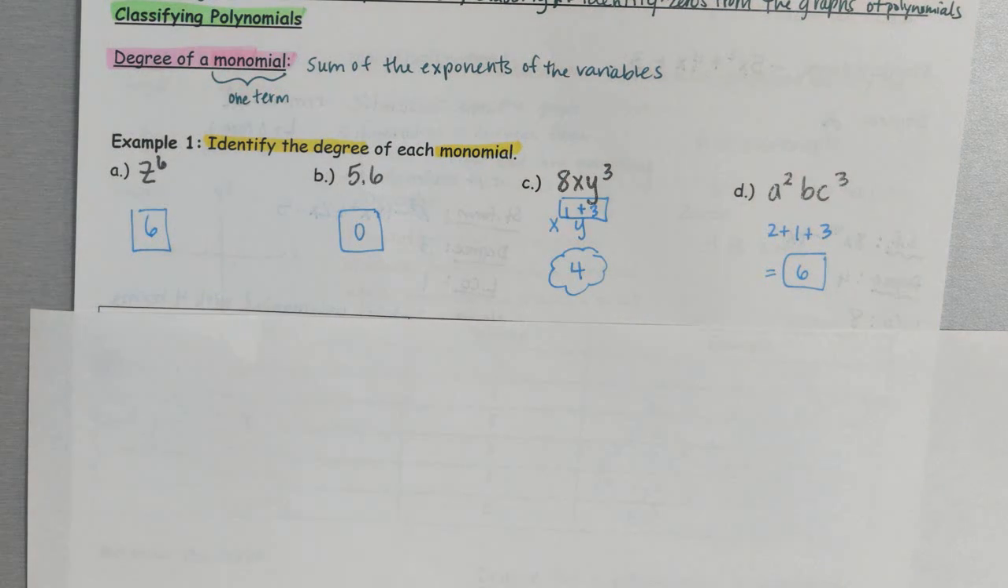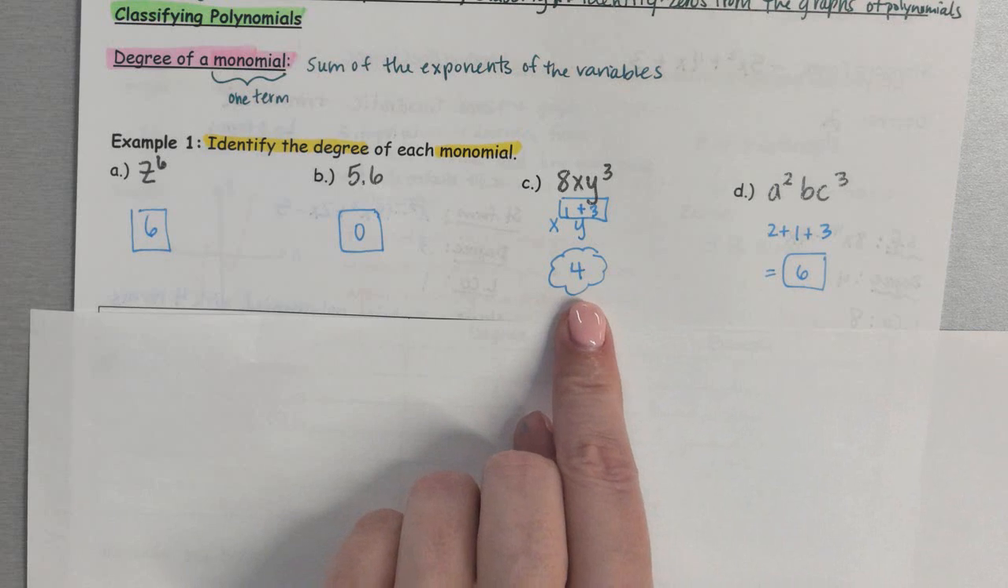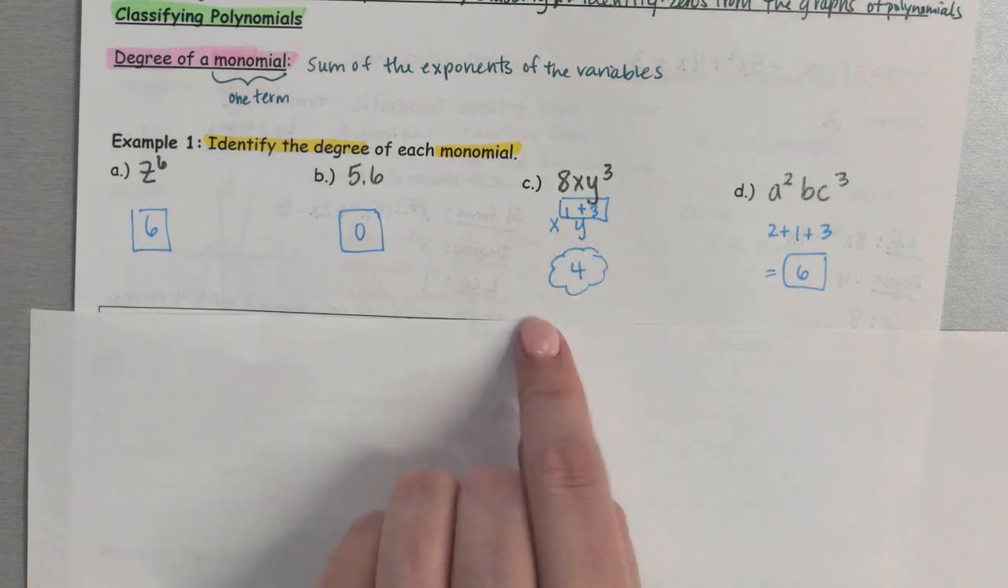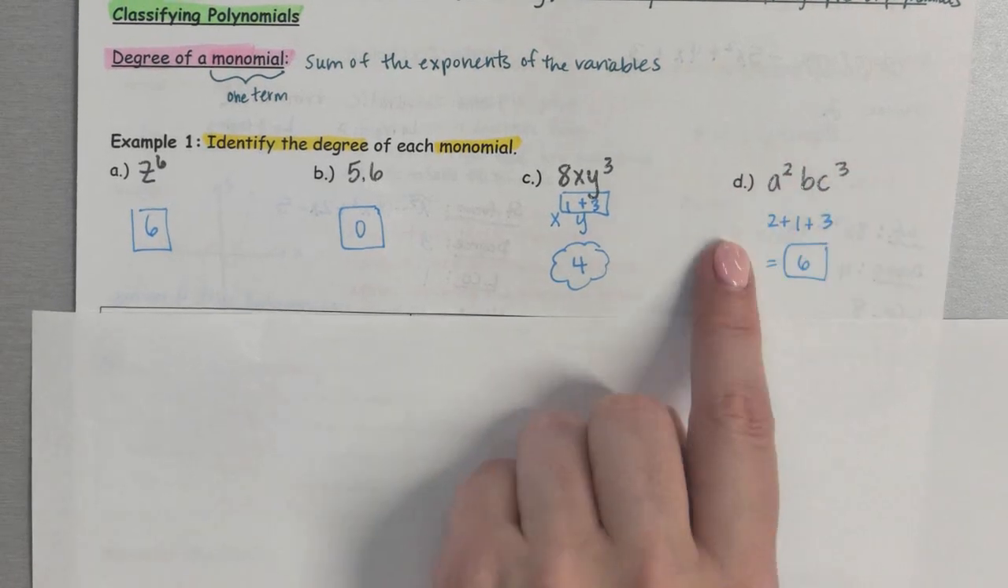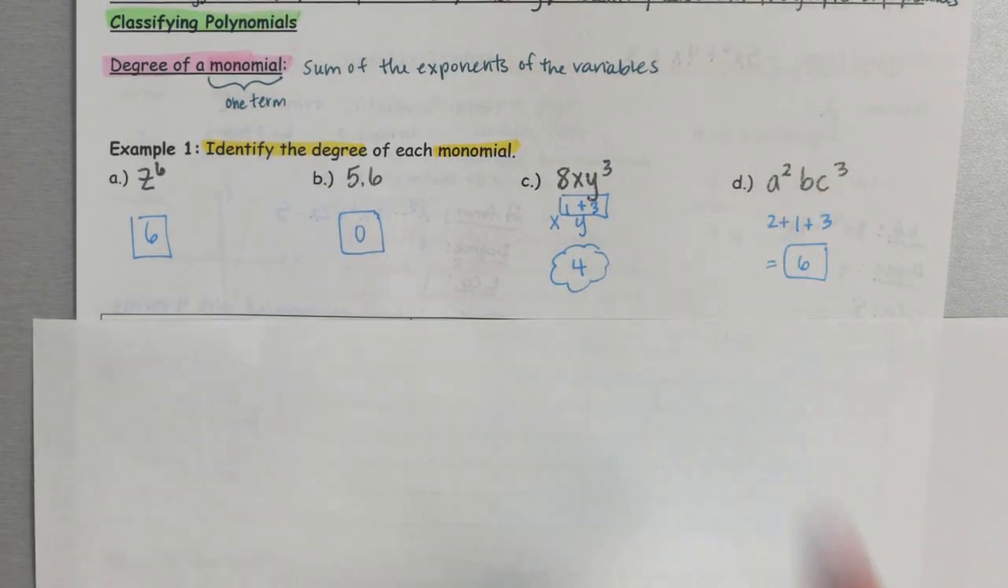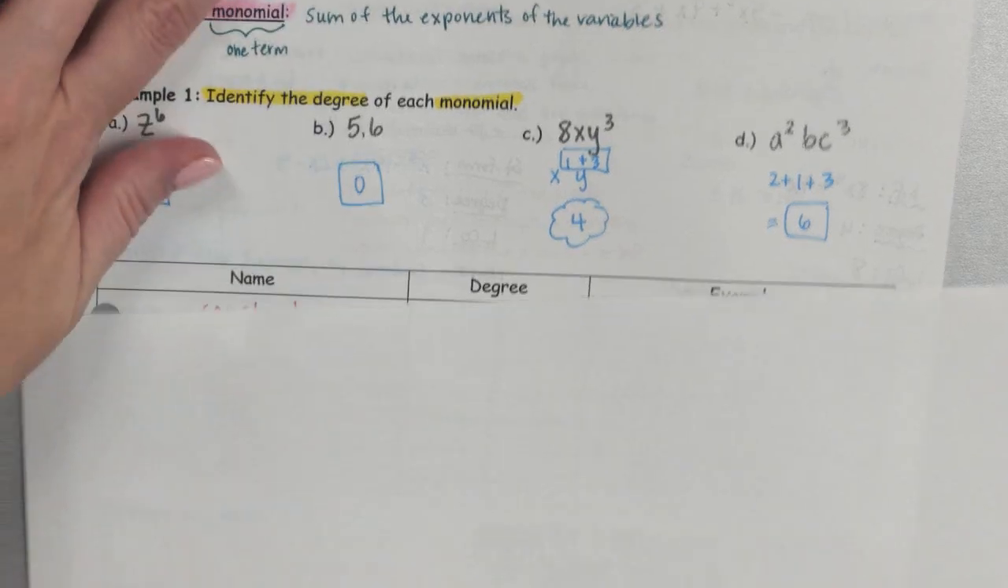Okay, for C and D, I just wrote out how we found those. When you're doing your homework, you don't have to write that out. You can just write the answer. I just want you to see why it's 6, right? So the 2 plus 1 plus 3. Okay, any questions for me with example 1? All right, let's keep it rolling then.